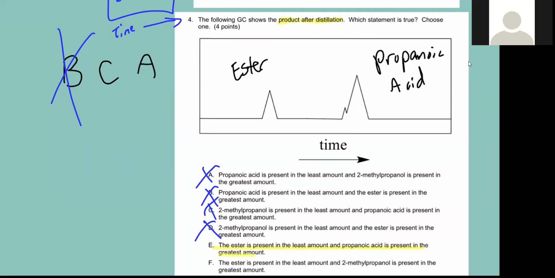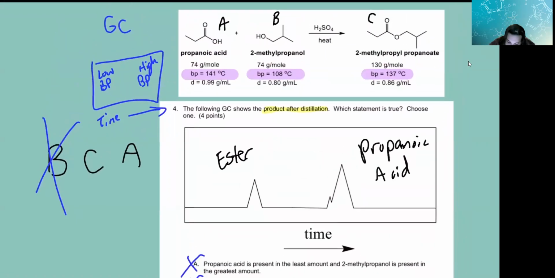Gabby, I have a question. For the propanoic acid peak, you see that little bump to the side of it? What is that? It could be a few things. It could just be the way it came off. It might not be perfect. With these, a lot of the time, they're not perfect peaks.